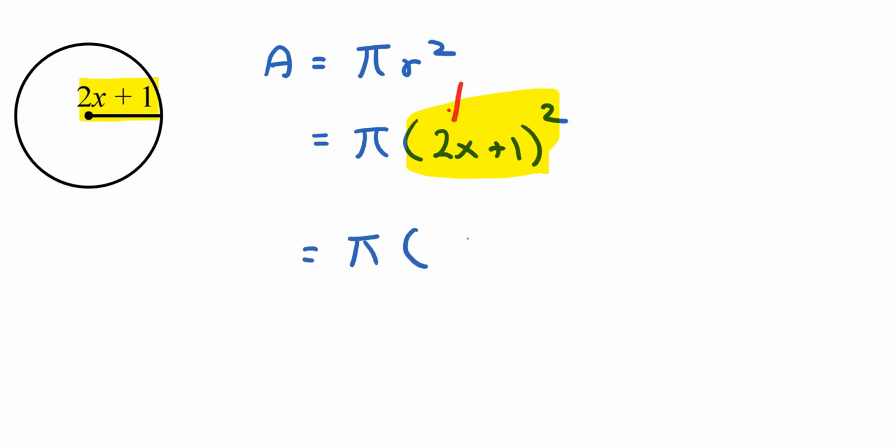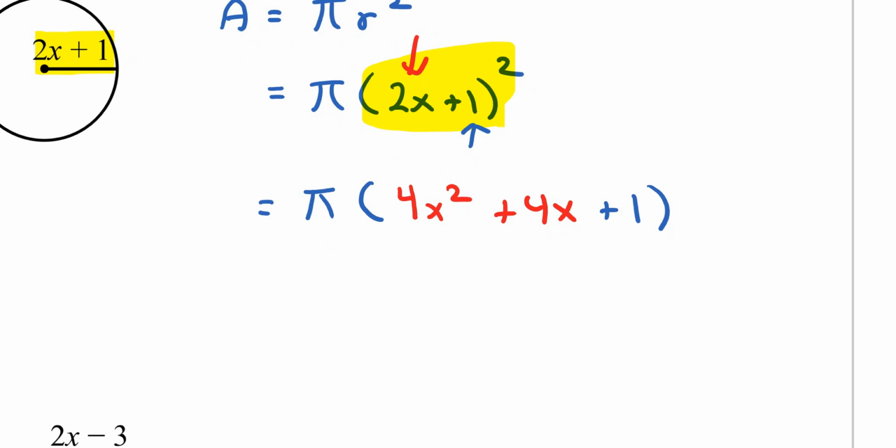All right, so how do I square this? Well, 2x times 2x is going to be 4x squared. And what's 2x times 1? That's going to be 2x. And how do I double that? That's going to be plus 4x. And then finally, how do I square the 1? Well, 1 times 1 is just 1. And there you go. There's my final answer for that one.